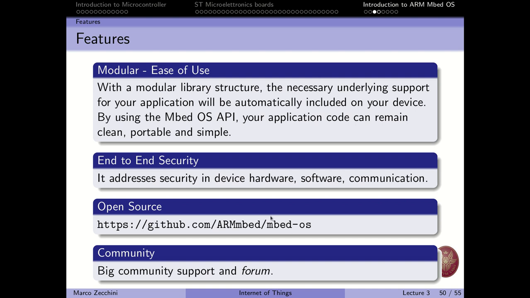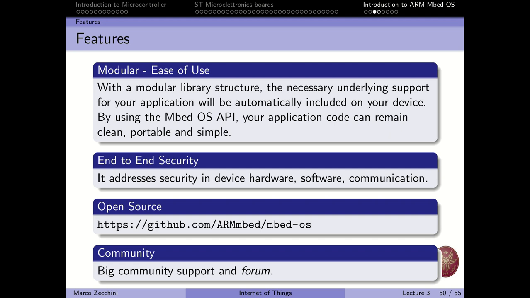The main feature of ARM Mbed OS is that it is very easy to use, because Mbed OS exposes some APIs that your application can use, and it is essentially a modular library. It makes porting from one board to another simple, so you can use the same code for your app on several different boards. And I think it's the most important feature.